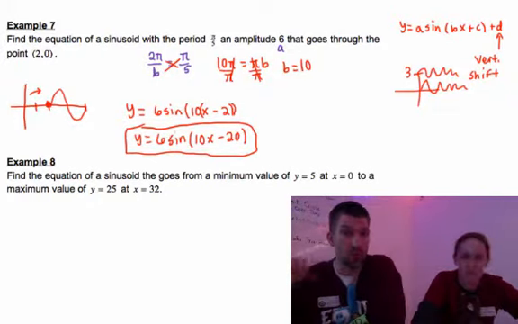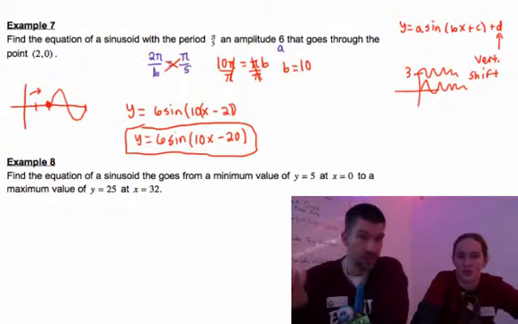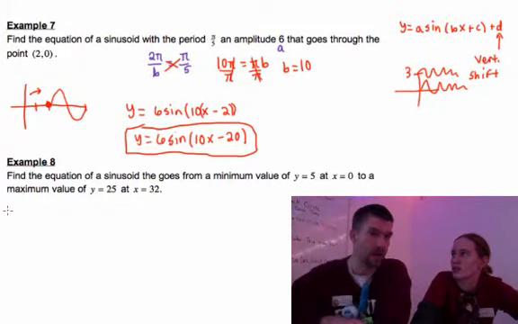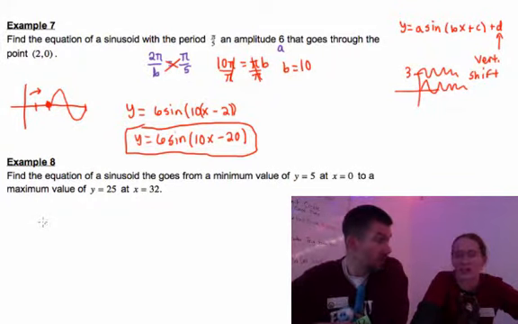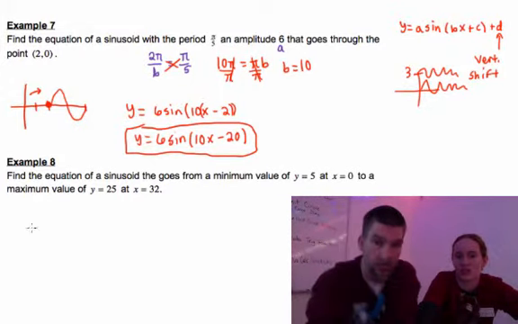Does it go through the point that you're given? You can look at a table of points to figure that out, or you can go to your calculator and say x equals 2. What is y? It needs to be 0. Yes, it does. And if it isn't, then you've got a whoops.